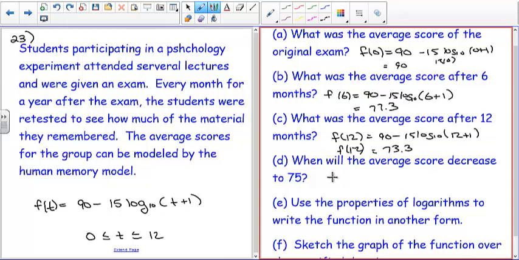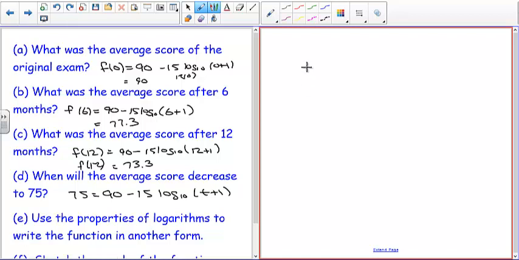So to solve that, again, I don't want to get in my head of myself here. So what you've got is a score of 75, and that's got to equal 90 minus 15 times the log base 10 of t plus 1. So what we're doing is we're solving this equation for t. Luckily, this works out, so it's not that hard.